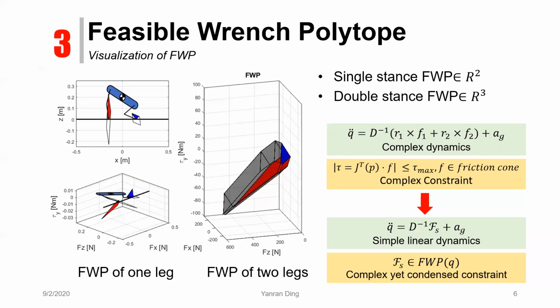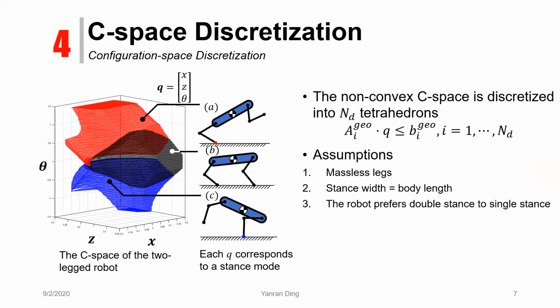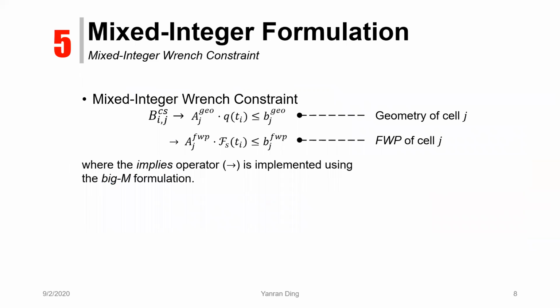The FWP constraint is still non-convex, but we can formulate a mixed integer relaxation by discretizing the configuration space of the robot. The non-convex configuration space of the robot is discretized into tetrahedrons, where each tetrahedron is represented by a set of linear inequality constraints. By making the following assumptions, we can segment the C-space of the robot into three regions, each region corresponding to a unique stance mode. This implies that each configuration of the robot corresponds to a unique stance mode, and the contact scheduling is baked into the state trajectory Q of t.